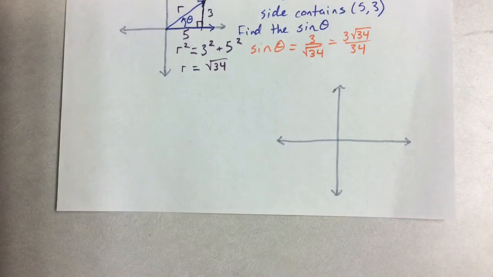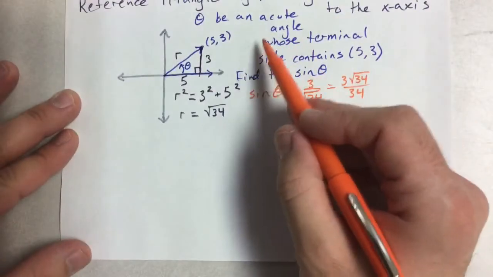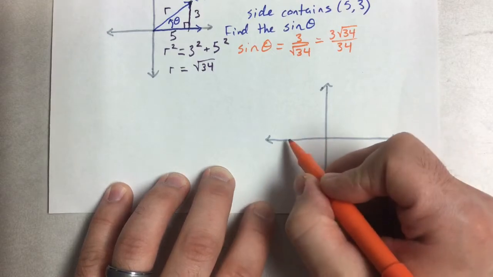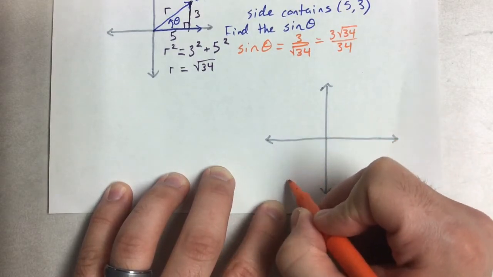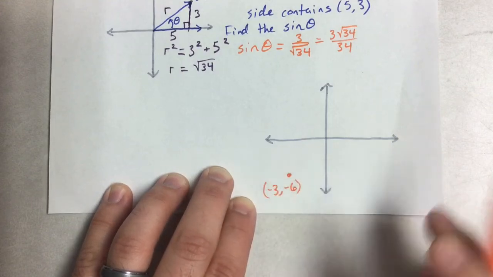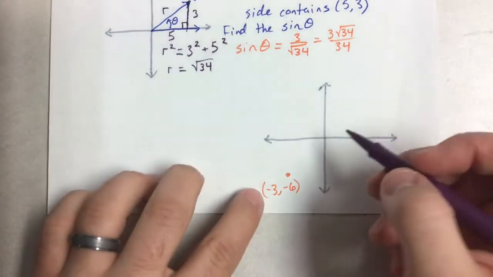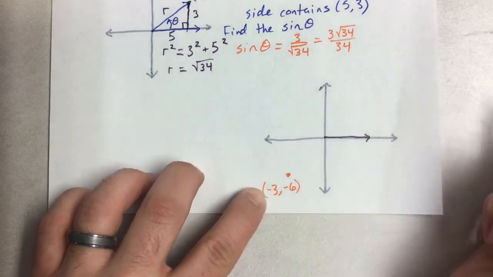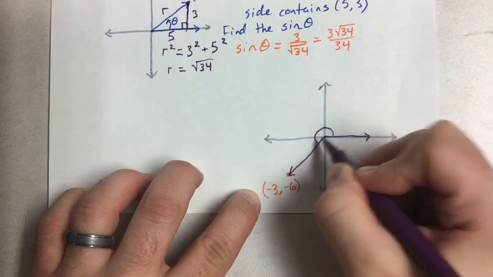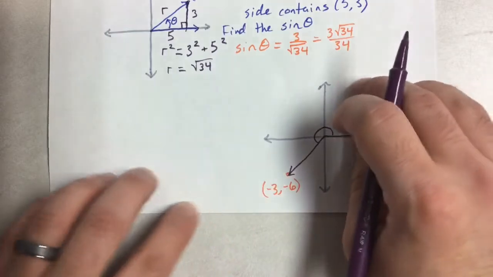So let's say we have theta being an acute angle whose terminal side contains the coordinate -3, -6. So we're right here in the third quadrant. All right, so we have an angle whose terminal side contains that point. So our initial side and then our terminal side contains that point.